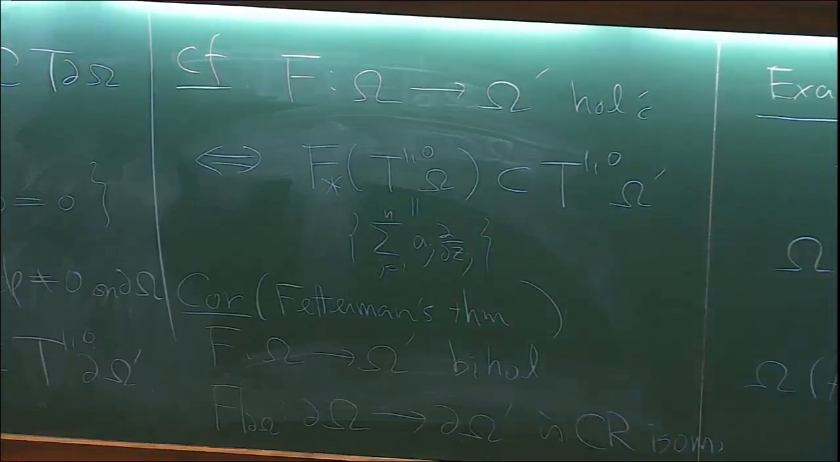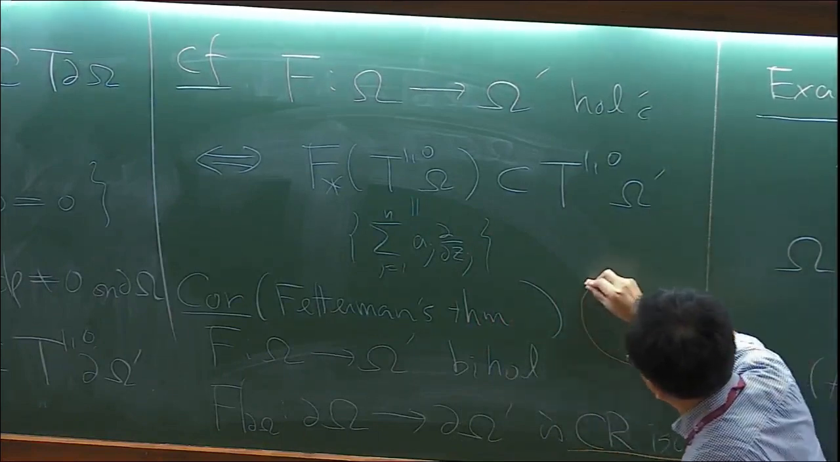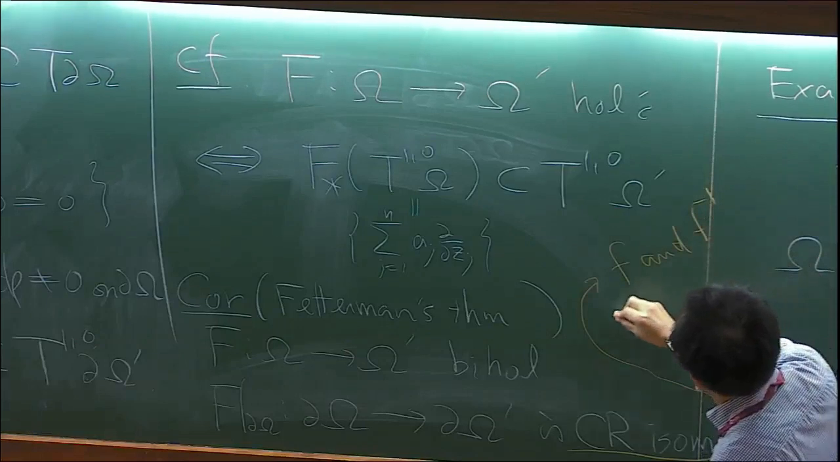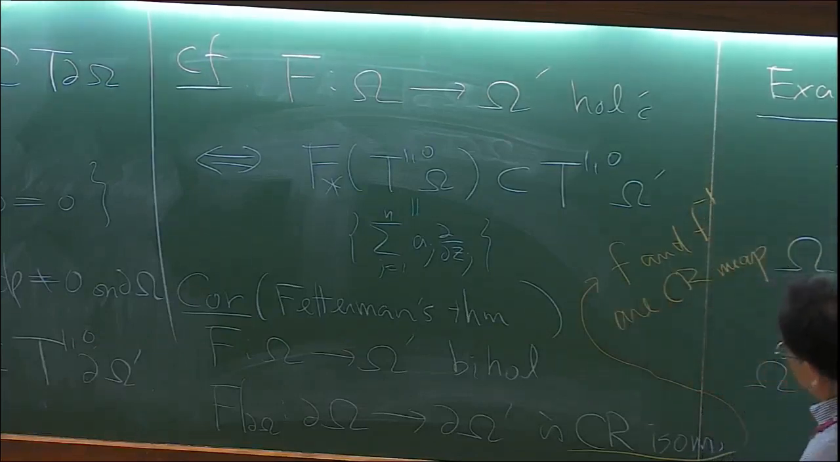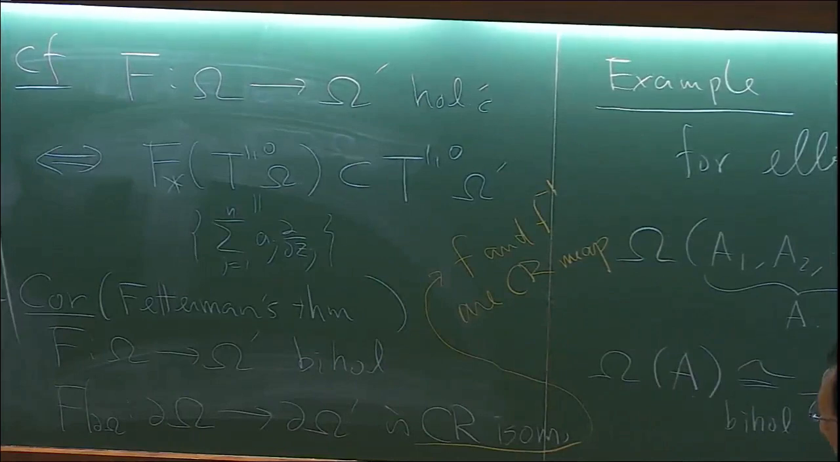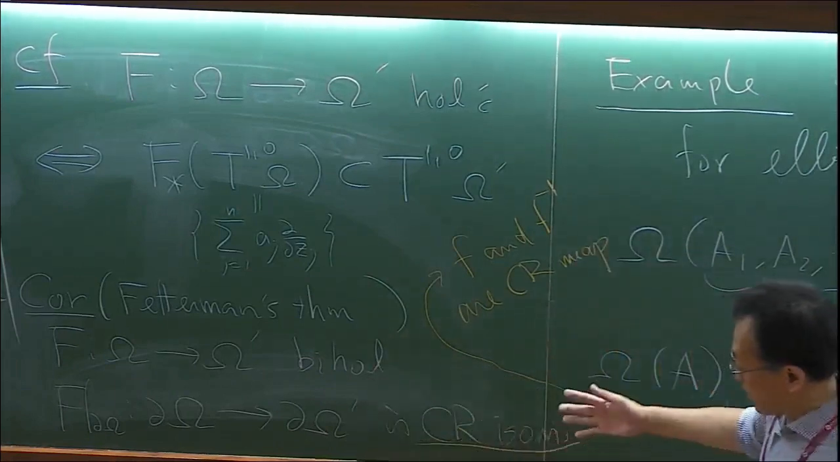So CR isomorphism means F and F inverse are CR maps. Maybe I can say CR map, but people don't use that word. So if the inside is biholomorphic, the boundary is CR isomorphic.